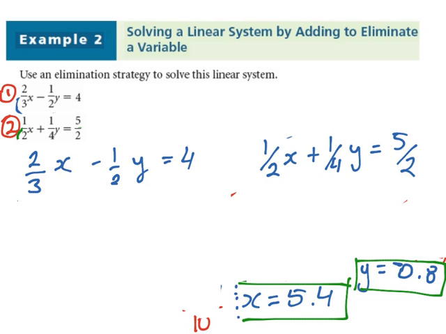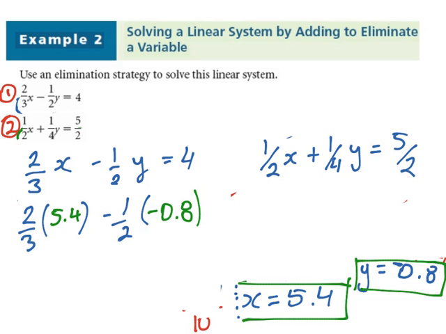So in the first equation, we'll plug it in. So 2 times 5.4 divided by 3, subtract 1/2 times -0.8, and we'll get the value of 4. This means that we are verifying that it works for our first equation. The solution works for our first equation.